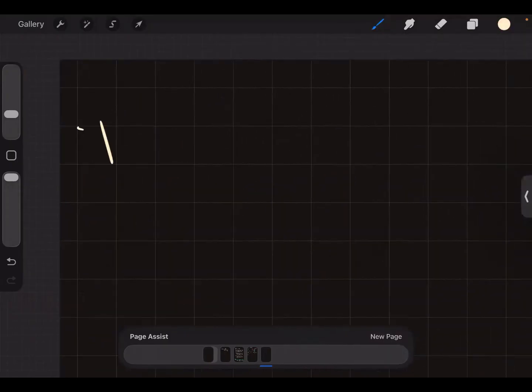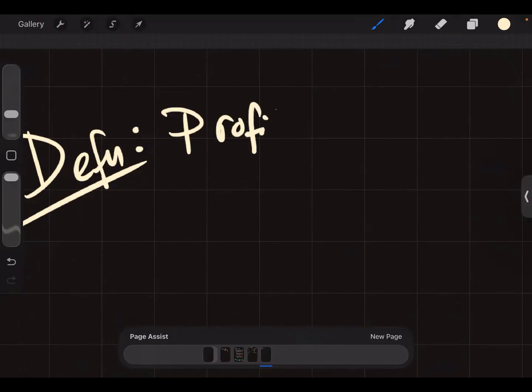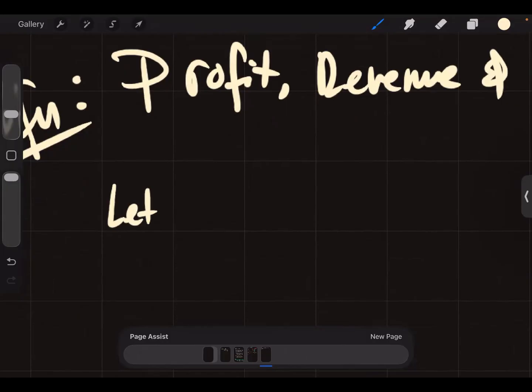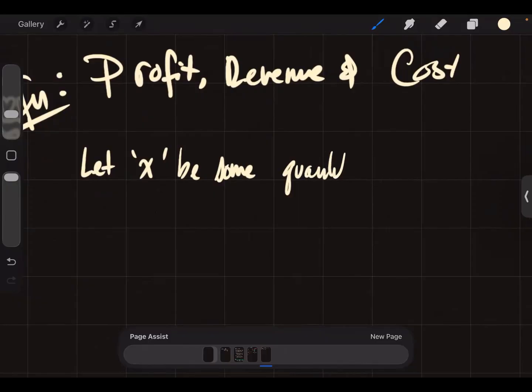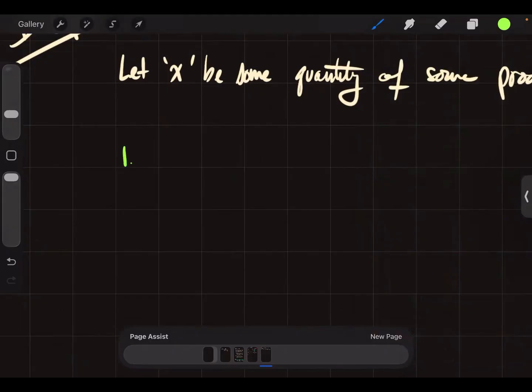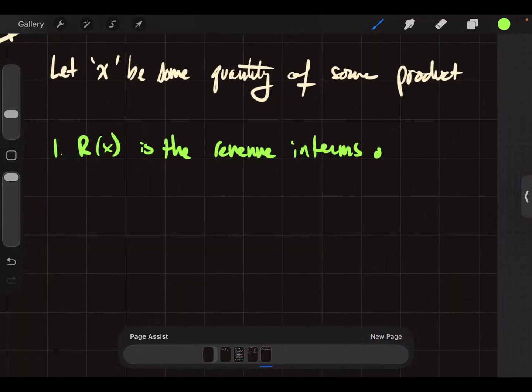Another definition is going to be your profit, revenue, and cost function, okay? Let X be some quantity of some product. Then first you have R of X is the revenue in terms of X.